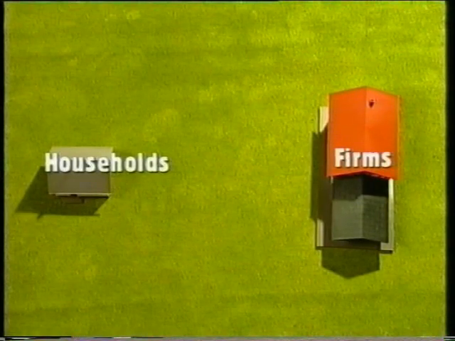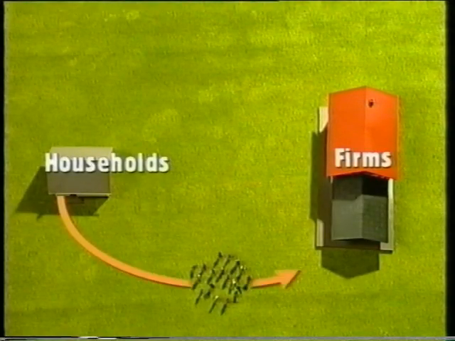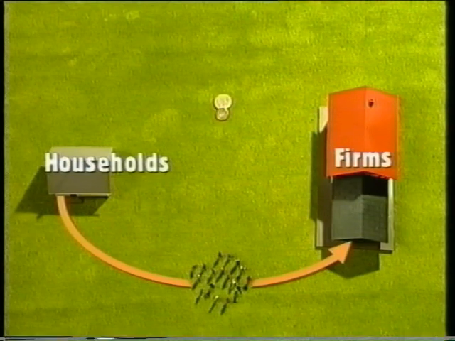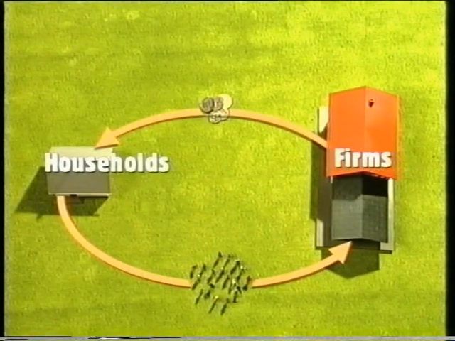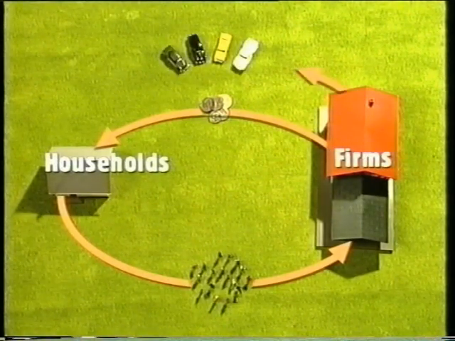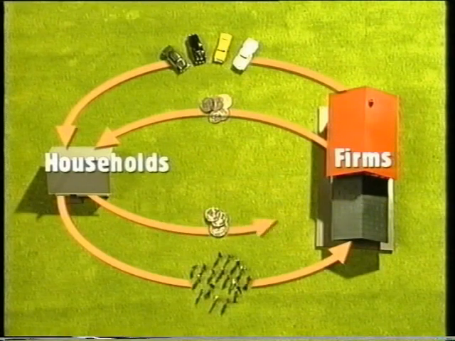In the 2-sector circular flow model, households provide resources, land, labor, capital and enterprise, to firms. In return, businesses pay the households for these resources in the form of money. Business firms use the resources to produce goods and services. They sell these goods and services to households, who pay for them with the money they received from selling their resources.